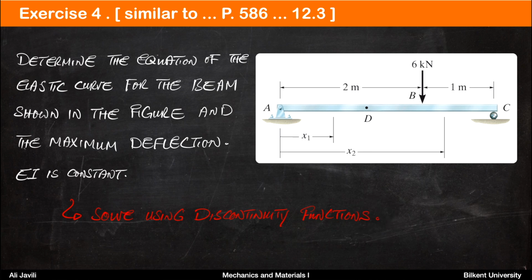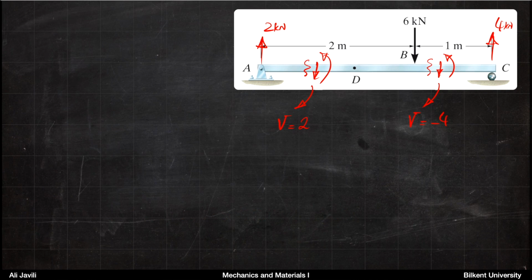The problem is exactly as we had before: determine the equation of the elastic curve for the beam shown in the figure and also the maximum deflection. EI is constant. The only difference here is that we are enforced to use the discontinuity functions. So again, similar to before, we would first calculate the reactions at the supports.